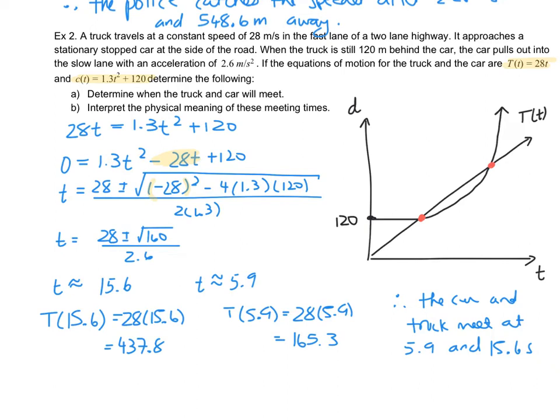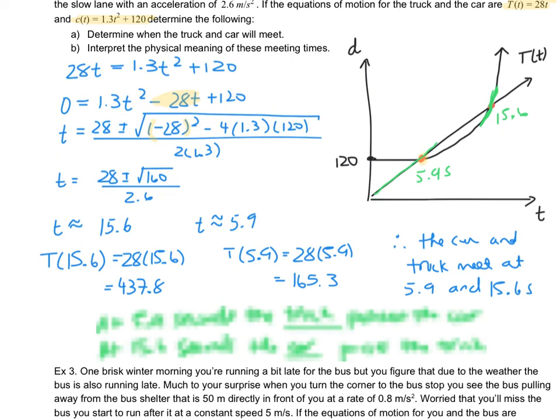Now, in terms of their meaning, there's 2 things. So the first one here at 5.9 seconds, that is when the truck, which is here, passes the car. So after 5.9 seconds, the truck passes the car. But then as it continues, for our second point of intersection at 15.6 seconds, now the car that's behind the truck passes the truck. So that's the two meanings. So at 5.9 seconds, the truck passes the car because you can see it overturns it, and at 15.6 seconds, the car takes the lead and passes the truck.